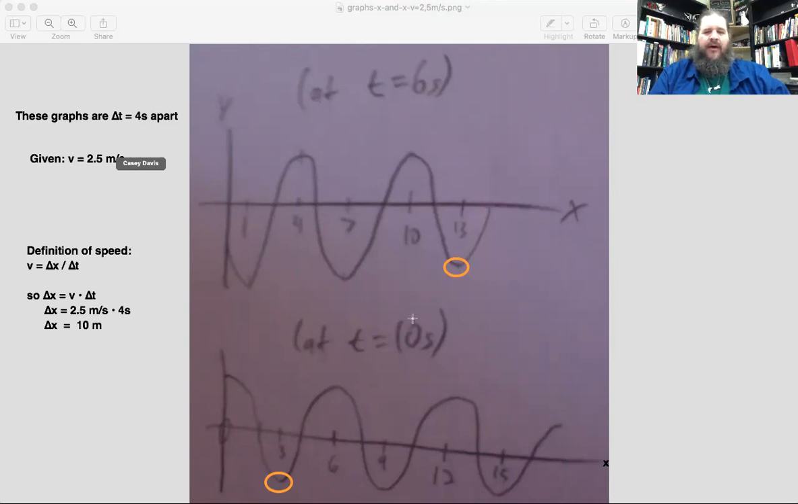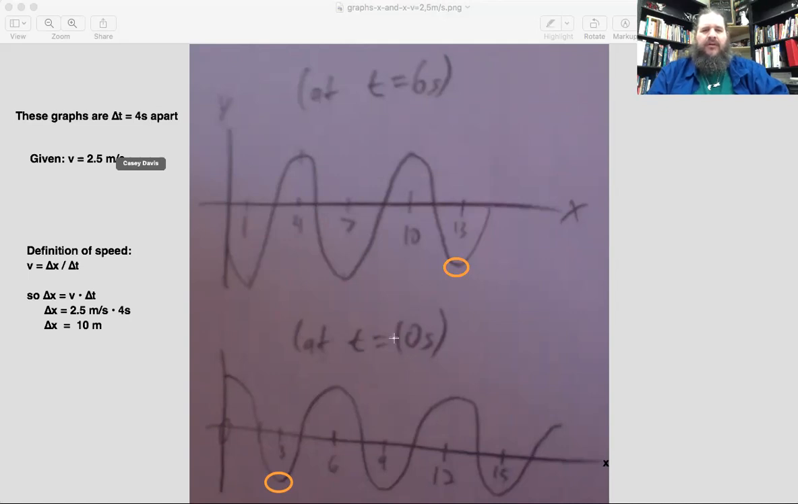So that means that one trough is at 13 meters at some time and at 3 meters at another time. But it's the same trough because it's traveling the right amount of distance. So these 2 points represent the same trough as it moves. It's at 2 different locations, 13 and 3 meters, and 2 different times, 6 seconds and 10 seconds. But it's the same trough photographed at 2 different locations as it moves.